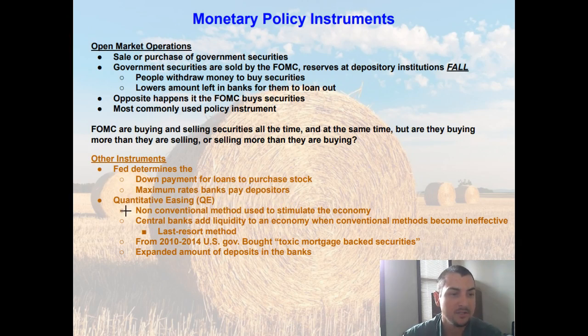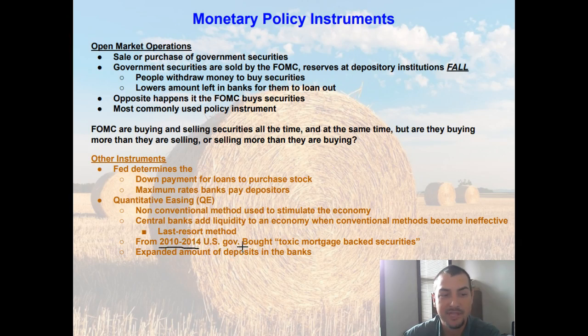Another instrument that they use is quantitative easing, this QE. It is a non-conventional method used to stimulate the economy. What they do is the central banks will add liquidity to an economy when conventional methods become ineffective. This quantitative easing is known as a last resort method, just because it's so unconventional and it has major ramifications. Matter of fact, the last time that they used it was between 2010 and 2014.